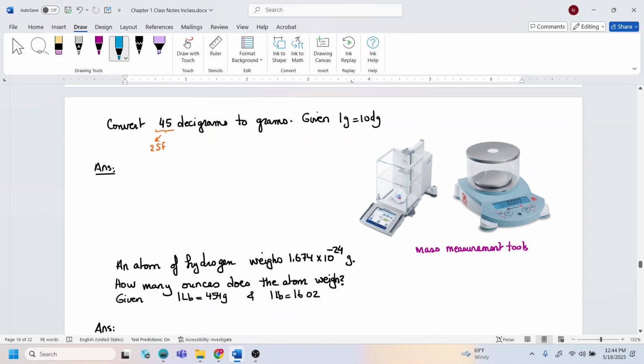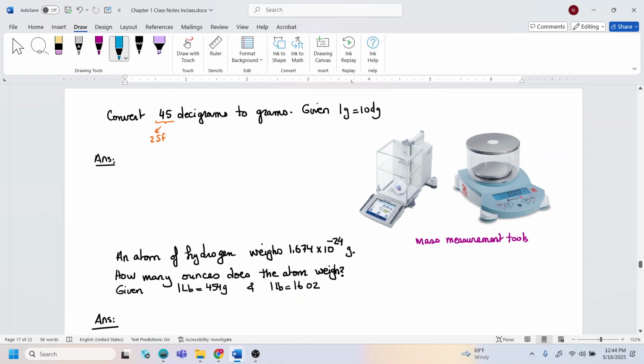Okay, so convert 45 decigrams to grams, given 1 gram is equal to 10 decigrams. Same idea in there. So we're going to start with our given, and our given has 2 sig figs now. So the answer has to follow that. So remember, we are doing here multiplication and division. We're not doing addition, subtraction. So this is going to be decigrams. My conversion is 1 gram. So I have to divide by the decigrams. This is 10 decigrams for 1 gram. So the decigrams cancel. So that is equal to 4.5 grams.